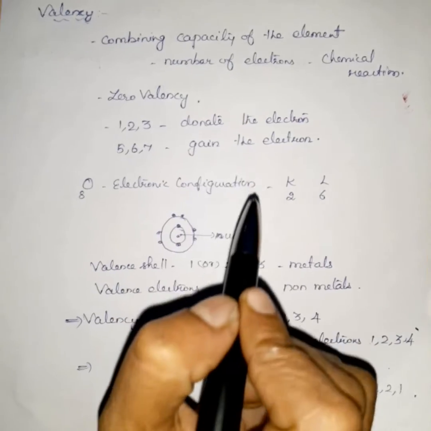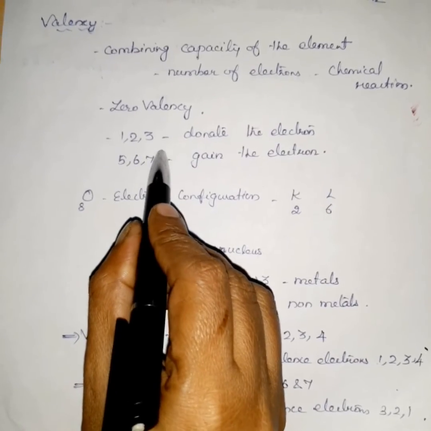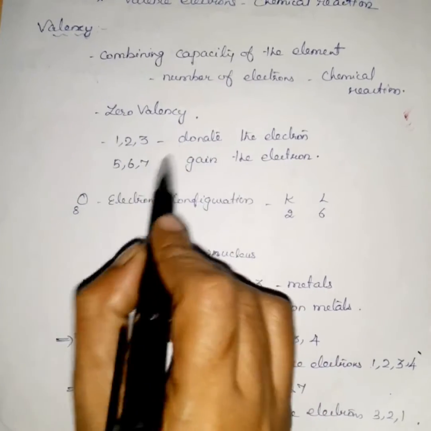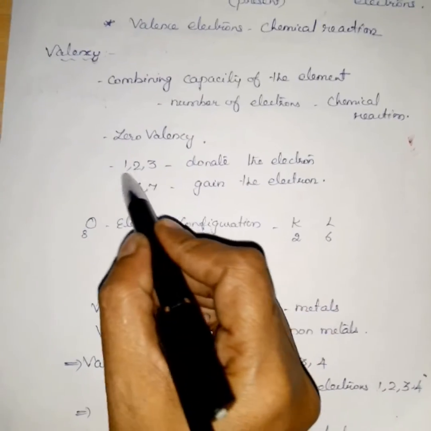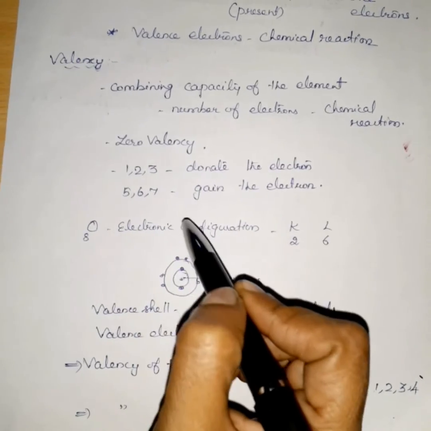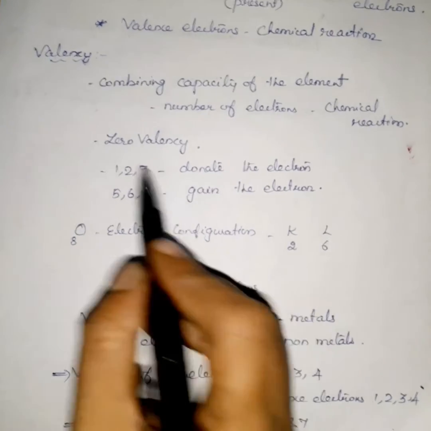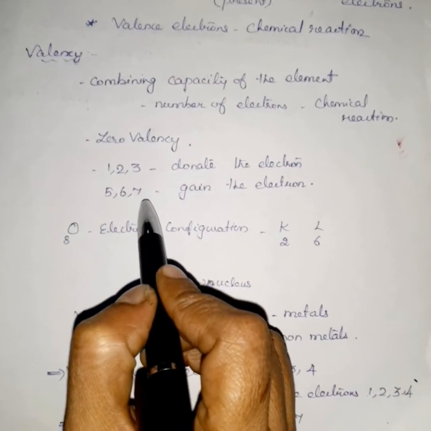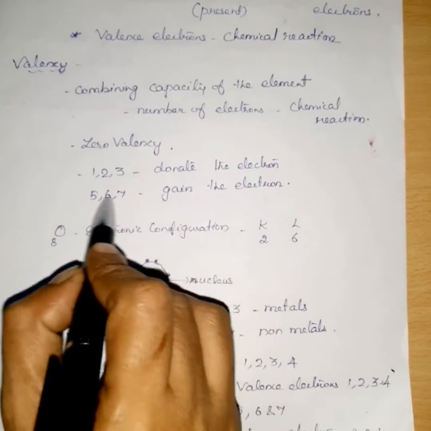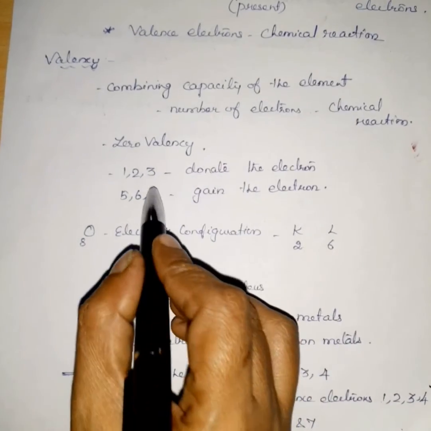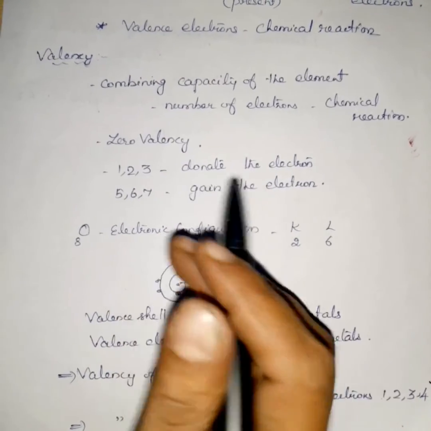Do you understand? Elements which have valence electrons 1, 2, 3 are usually metals. These metals donate the electrons. Next, the elements with 5, 6, 7 are usually non-metals. They will gain electrons. So listen: non-metals gain or accept electrons, but metals donate electrons.